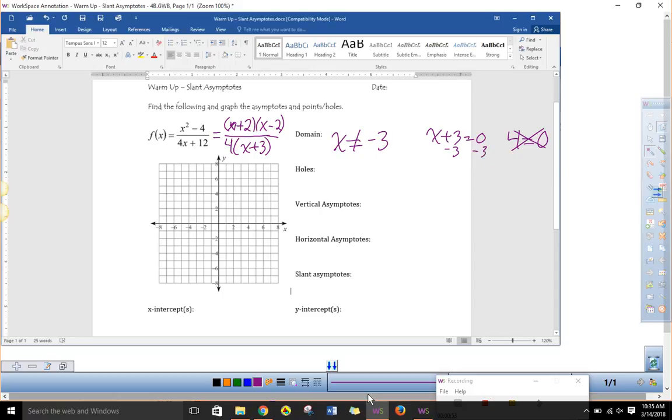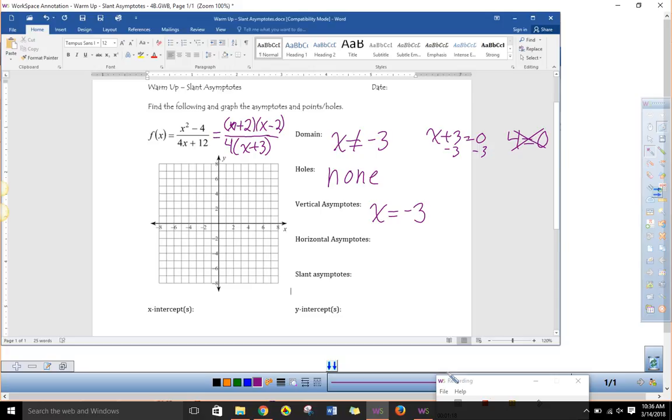Why are there no holes? Nothing cancels out. Beautiful. Very good. Okay, so then what about vertical asymptote? It's X equals -3. It is not in the domain because it is a vertical asymptote. The reason things get removed from your domain is because they're either a hole or an asymptote. How about horizontal asymptotes?